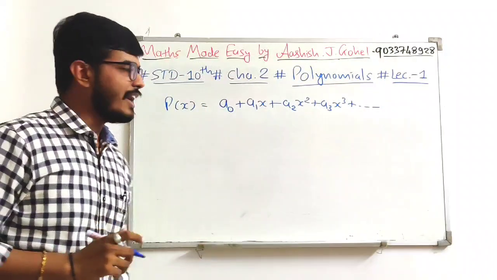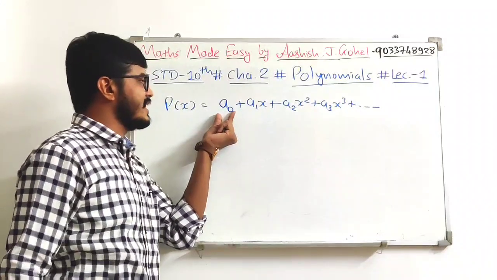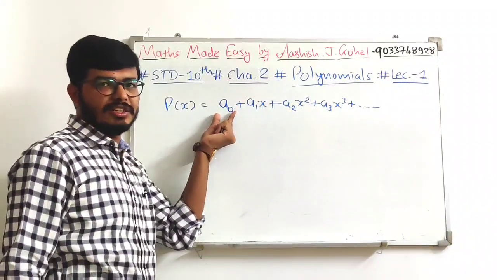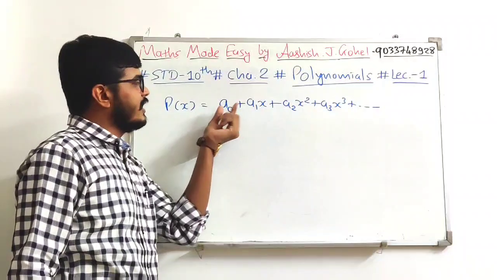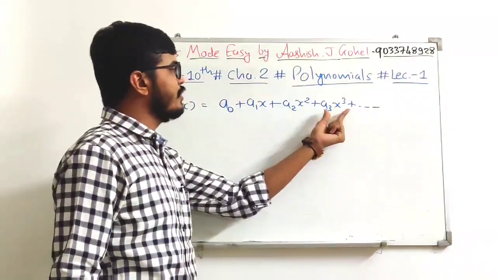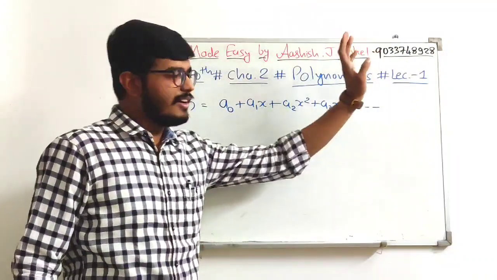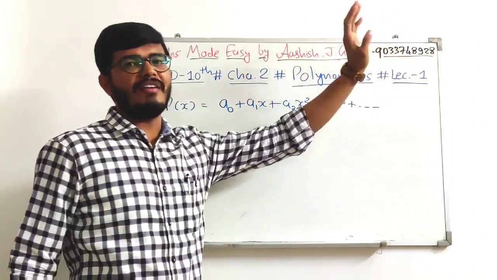and it will go on. Now observe that whatever term is not containing x, that term will be a constant term. After that, the term containing x, the term containing x square, the term containing x cube. So actually there are many terms containing x, and it will go up to the nth power.